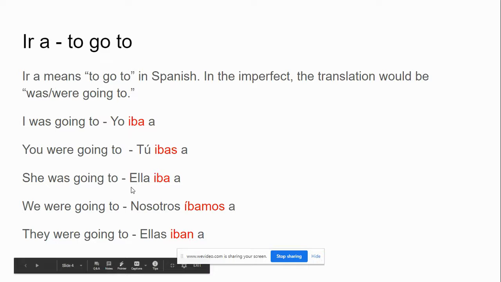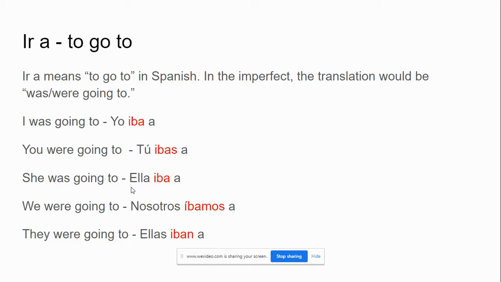This conjugation, so the imperfect tense for ir, to go to, is likely going to be used in stories. I don't know how useful it's going to be in the other tasks. So just keep that in mind, that this is very particular to what we're learning right now.